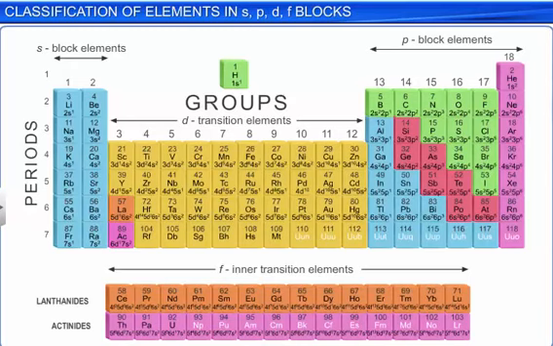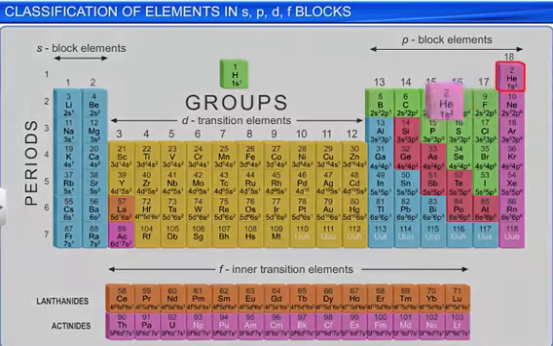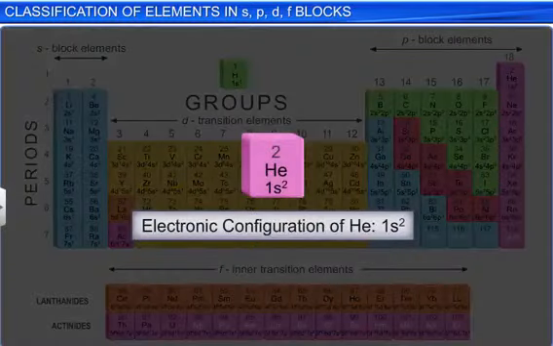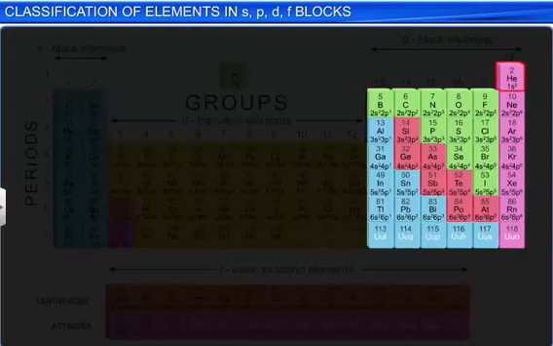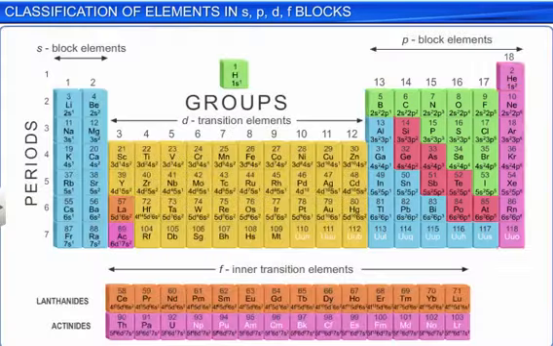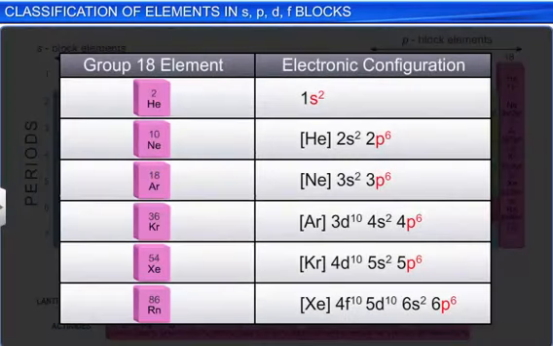The first exception is helium. Based on its electronic configuration, it should be placed in the S block in the periodic table. But it is placed in the P block with the other group 18 elements. This is because, like other group 18 elements, helium has a completely filled valence shell and as a result exhibits characteristic properties of other noble gases.